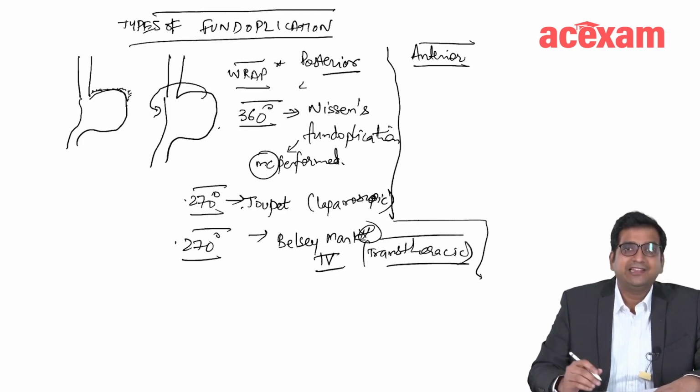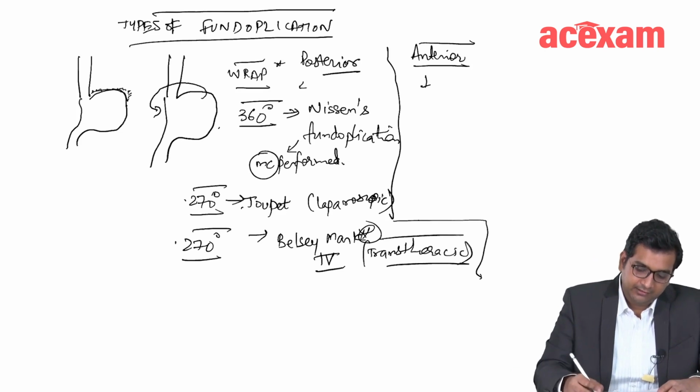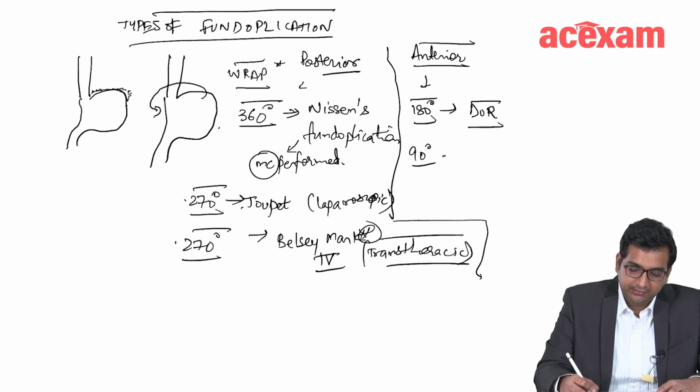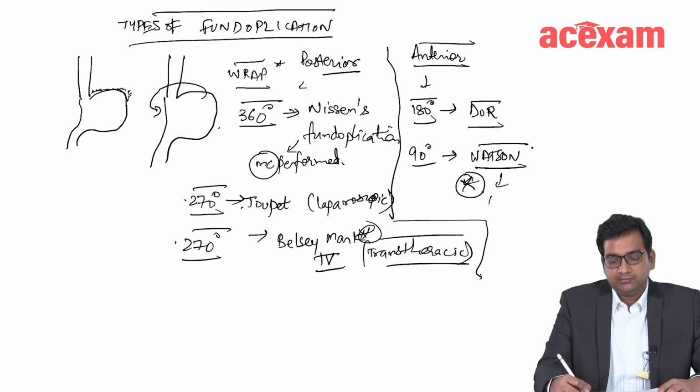Okay, this is Belsey Mark IV, and along with that, if it is anterior 180-degree, it is Dor, and if it is 90-degree anterior, it is Watson. So this Watson is not a very good fundoplication, poor outcomes, and is not done nowadays.